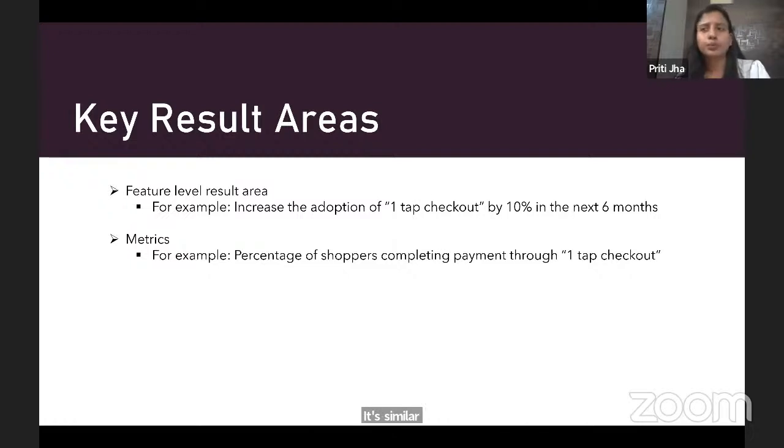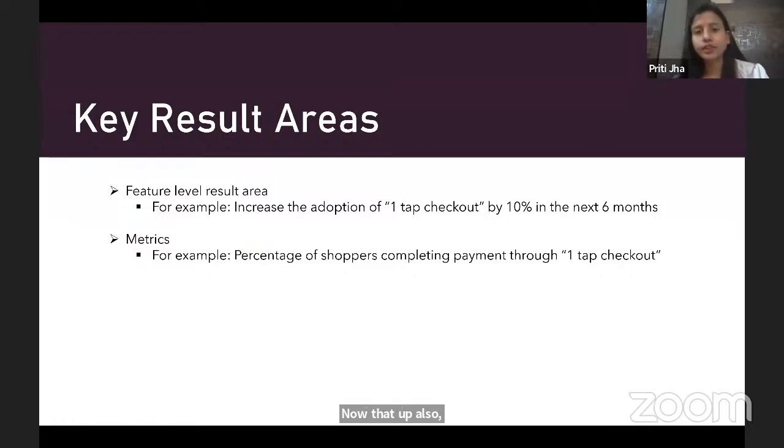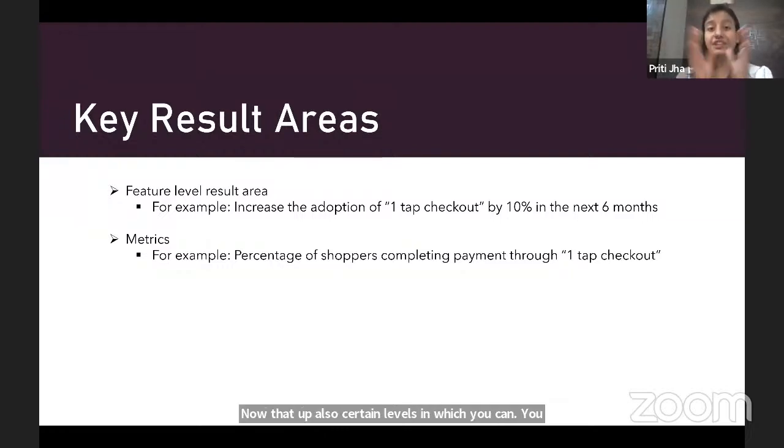It's similar to how we used to see in our childhood that we used to have those report cards, basically. So this is the report card of a particular feature. I'm not saying this is the report card of a product manager, because that's completely different. But this is a report card of a feature that you built. Now, there are also certain levels in which you can measure a particular feature's success. And how are you going to essentially measure this?